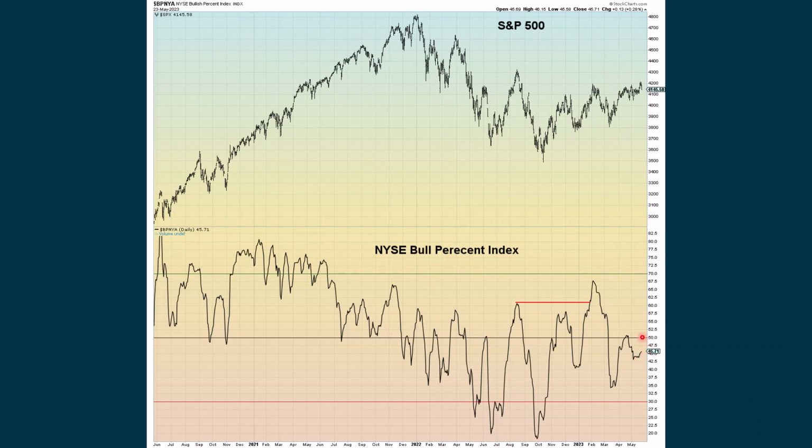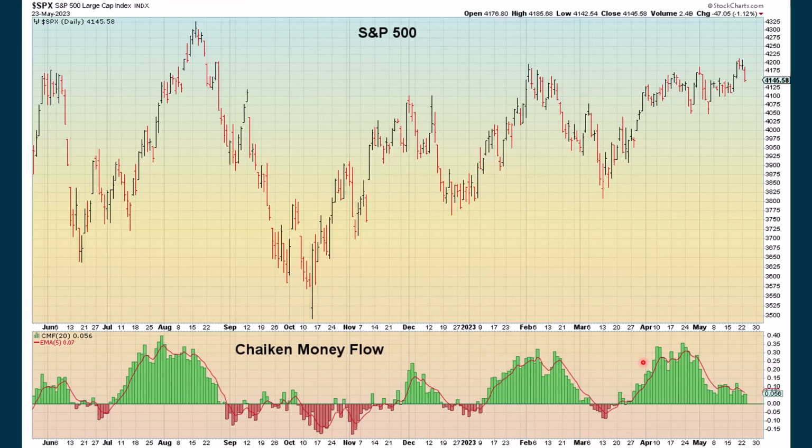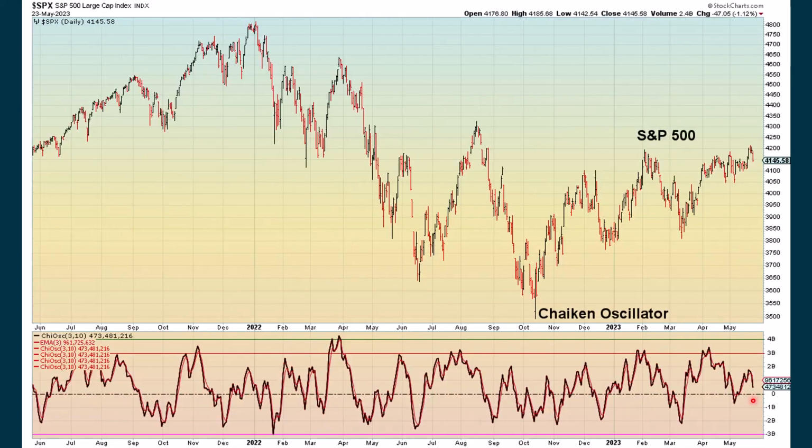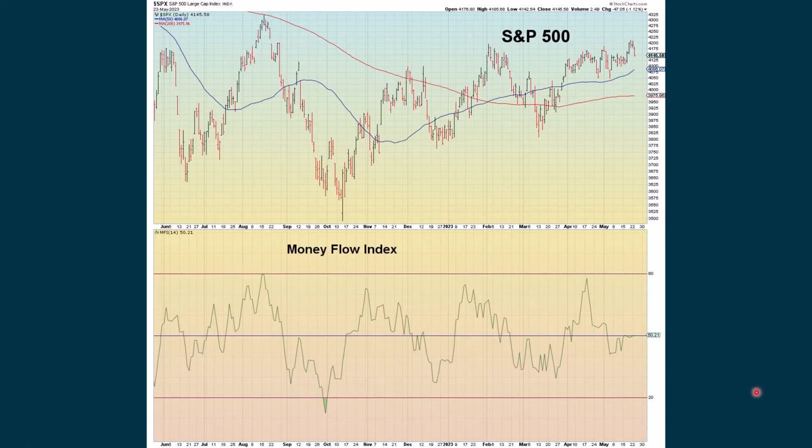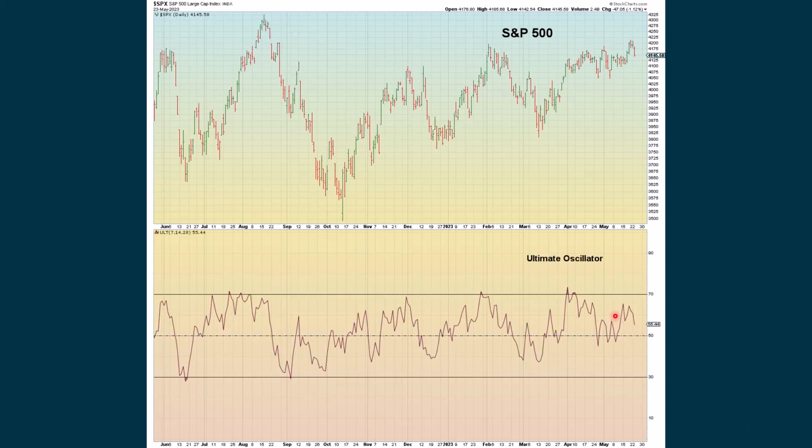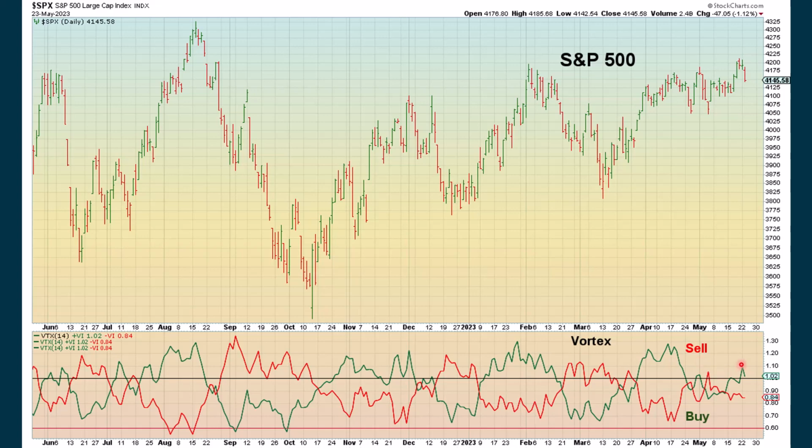That's kind of interesting, but we're still below 50 overall. The Chaikin money flow remains positive. The Chaikin oscillator, though, continues to fall, but it's still above zero. The money flow is just a little bit above 50 now, so it actually advanced a little bit. The ultimate oscillator has declined, but is still above 50. The vortex, the green line, has declined, but it's still positive.